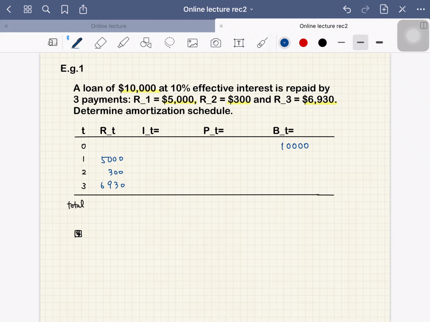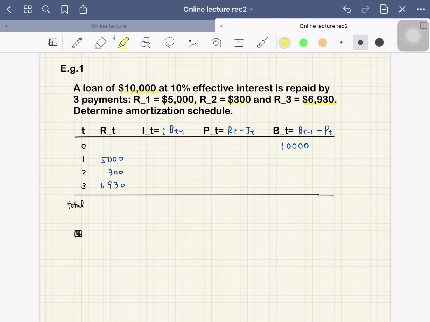So remember that the formulas that we need: I_t is equal to interest rate times previous balance, P_t, principal repaid, is total payment minus interest paid, and balance at time t is previous balance minus principal repaid this year.